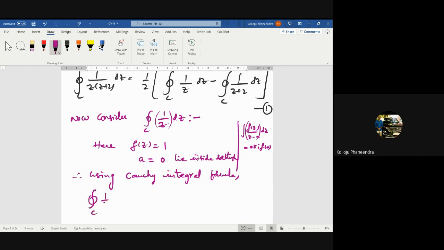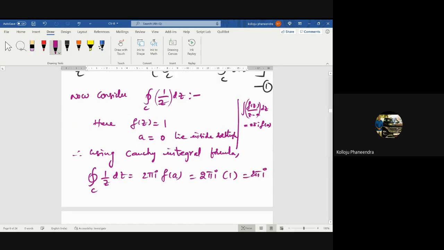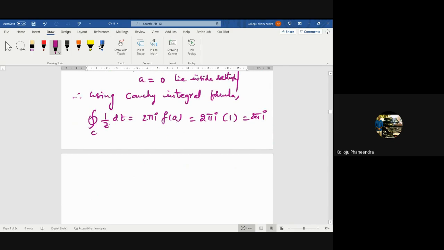Integral over c of 1 by z dz equals 2 pi I into f of a. So this is 2 pi I into f of a means what? Just 1. So the value is 2 pi I. The first one is over. Now coming to the second one.